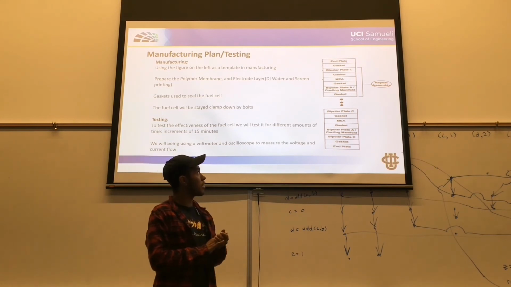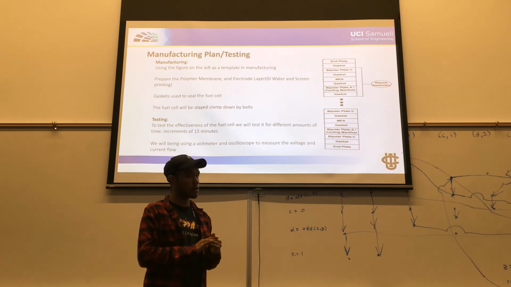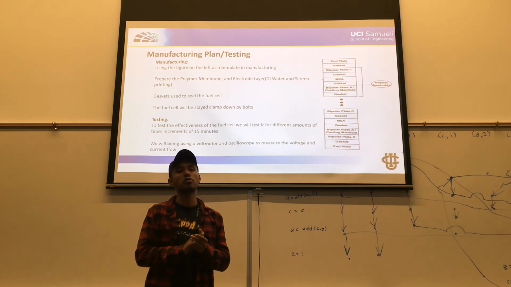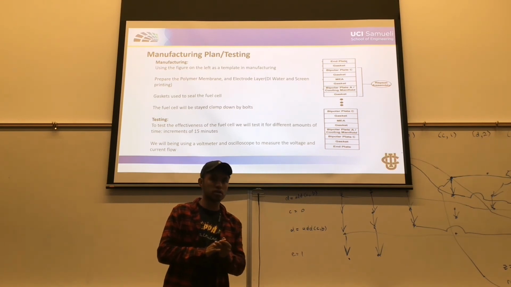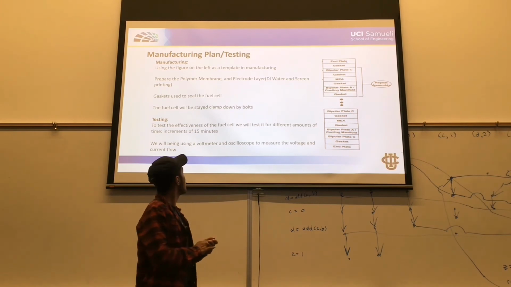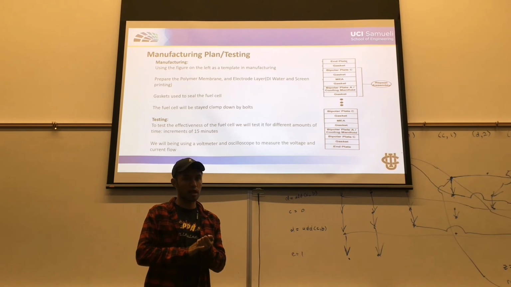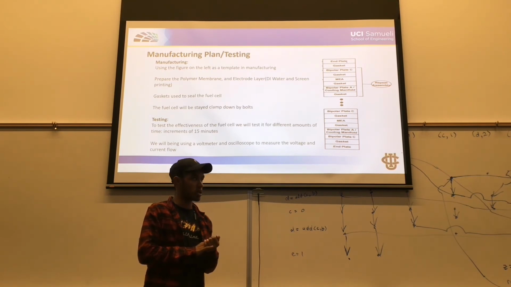As you can see in the diagram, gaskets are used heavily. The reason the gaskets are used is in order to seal off any leakages that the fuel cell can have. And as for the final product, the fuel cell is going to have bolts to keep it all together.